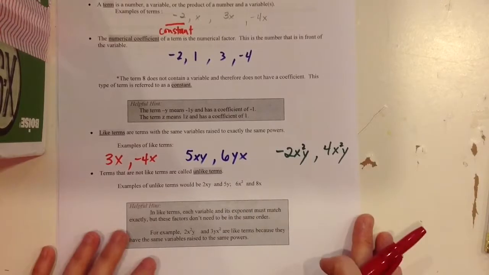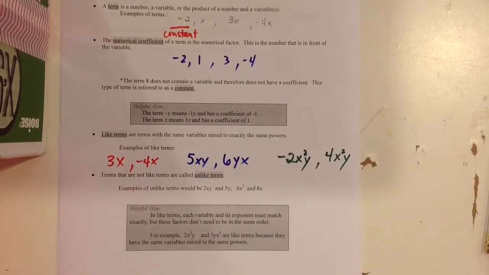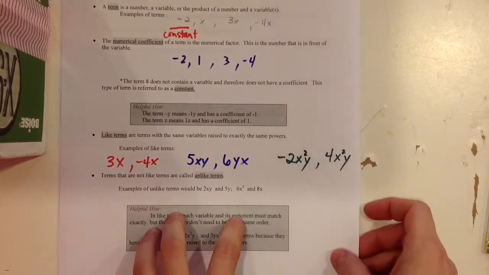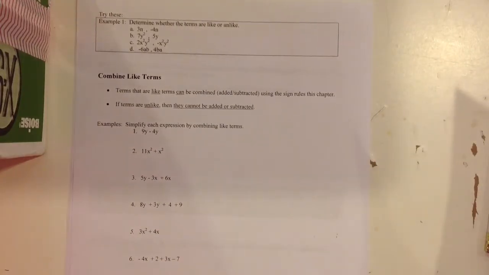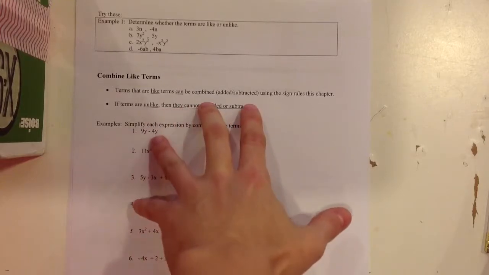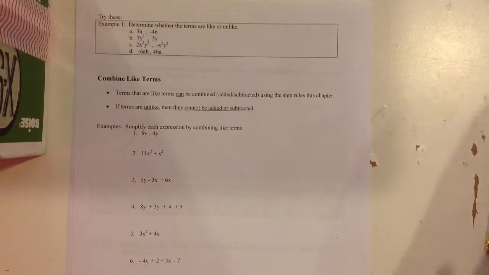Now, why is it important for us to learn what like terms and unlike terms are? You can only add or subtract like terms. So if they're not like, just like we had in our last section when I said it was in simplest form, that's because we did not have any like terms. So you can only add or subtract like terms. Now we're fixing to get into some examples where we're actually going to be combining like terms. And remember, terms that are like can be combined, added or subtracted. If they're unlike, they cannot be added or subtracted, and it will be in simplest form.